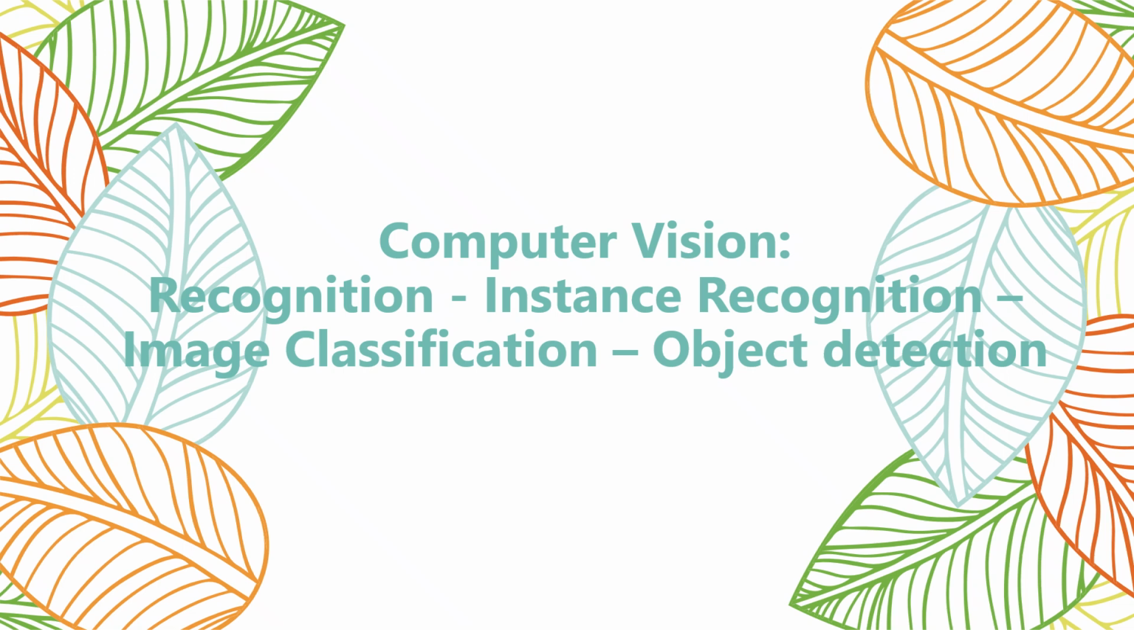Let's understand what computer vision is. Computer vision is one of the fastest growing fields in artificial intelligence. It enables computers to understand and interpret images and videos in a way that is similar to how humans perceive visual information.